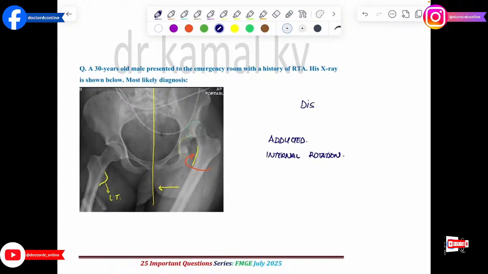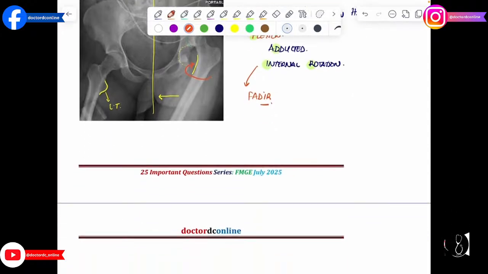So obviously this is a case of dislocation of hip, and there must be some element of flexion also which is visible clinically. So this comes out to be a case of posterior hip dislocation. So this is classically posterior hip dislocation, right? This is how we will identify posterior hip dislocation on an X-ray.